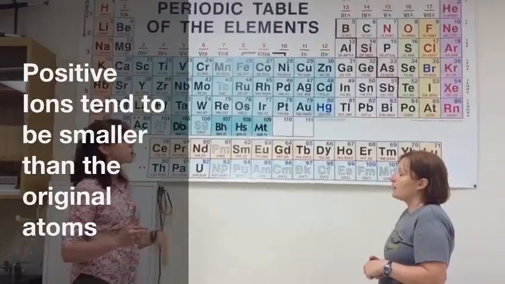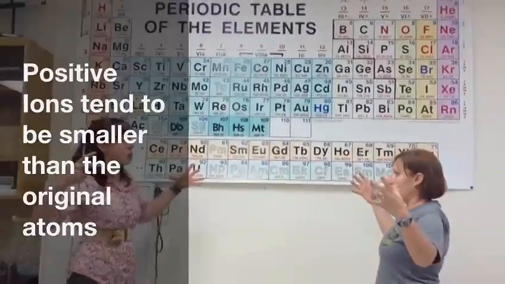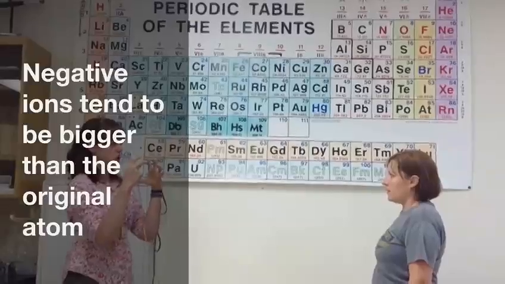Okay. So if you go the other way, you make a negative ion because you add an electron, so it's going to get bigger. Okay. So negative ions are bigger than where they started, positive ions are smaller than where they started.